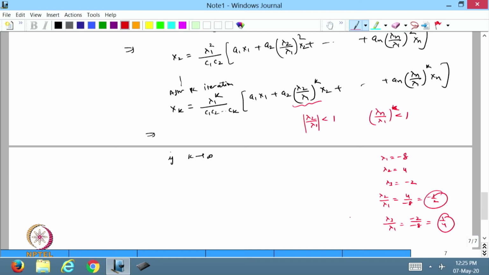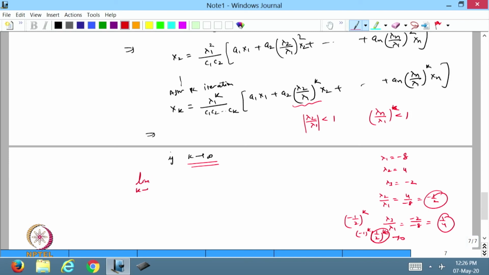Now, what will happen if I take minus 1 by 2 power k? In this case this will be minus 1 power k and then 1 over 2 power k. Now, if k tends to infinity, then I know that this is going to be 0. So, from here I can say that this factor in magnitude is also going to be 0.